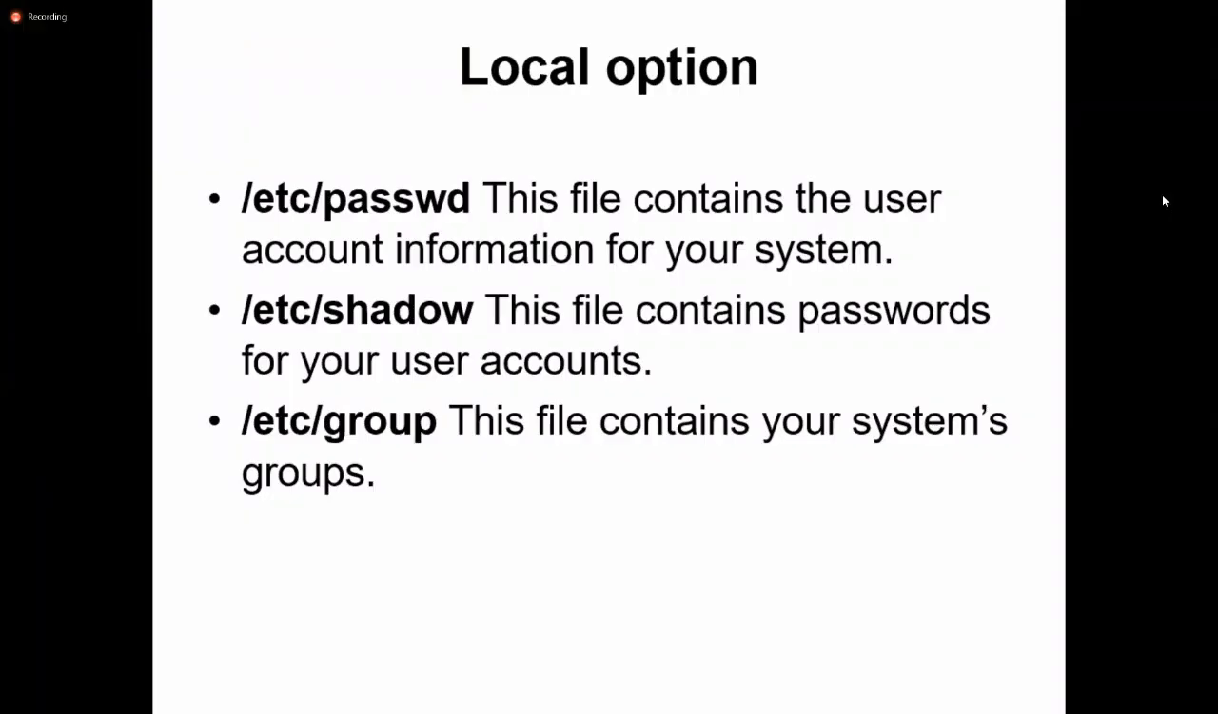So those are basically the three files which are there in Linux, right? passwd contains user account information. Shadow contains the password. Then the group file contains the groups which are created in the system. So this is used by the local system, right?